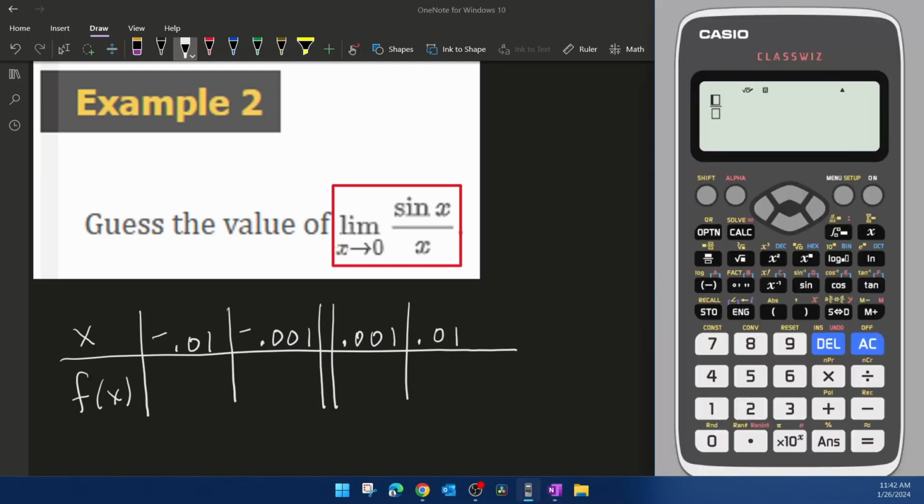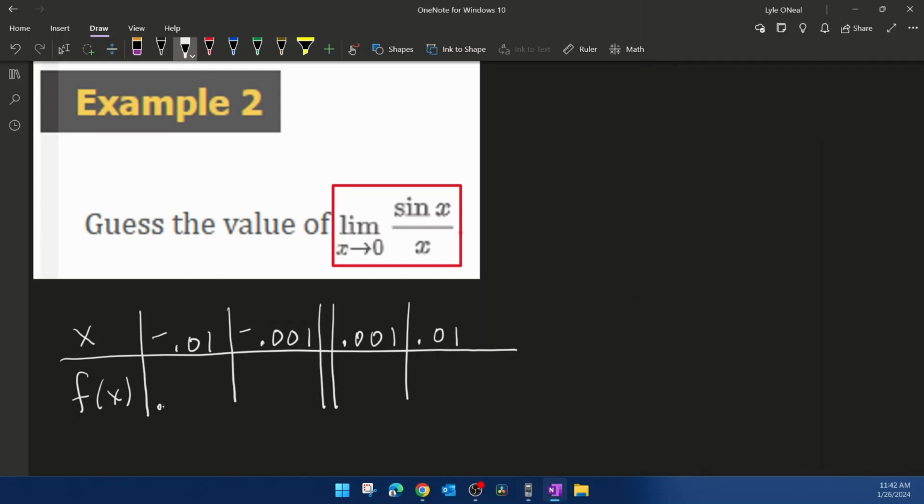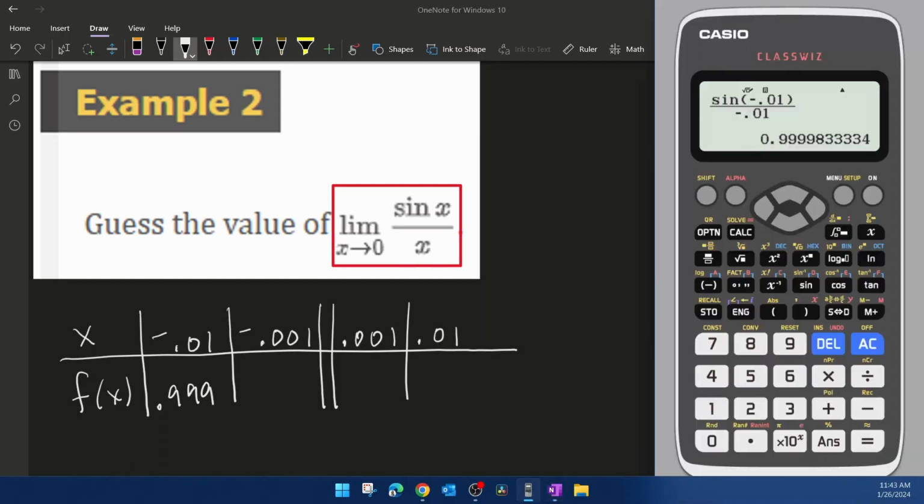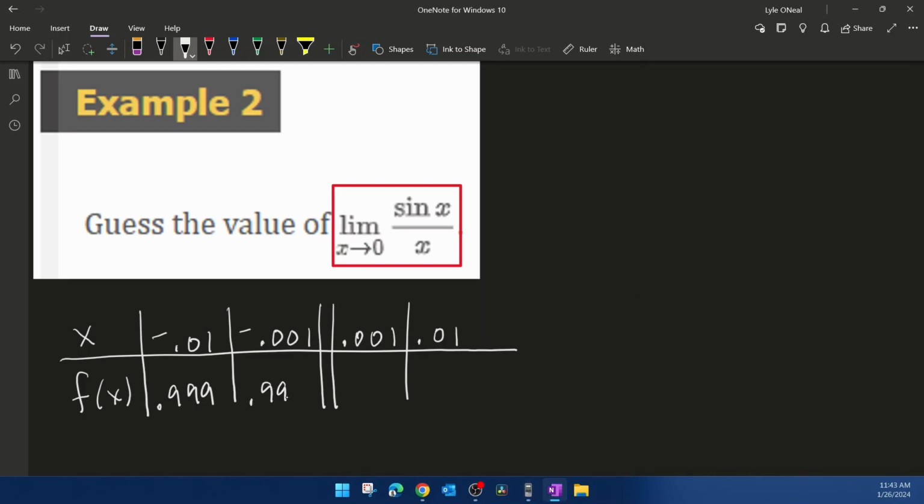And again, on our calculator, we need to make sure we're in radian mode since we're using a trig function this time. We're going to say sine of negative 0.01 over negative 0.01. And this is 0.99. Lots of nines, almost 0.9 repeating. So I'm going to put 0.999. Let's see if we get even more nines repeating if we add an additional 0, making us even closer to 0, and we do. So this appears to be 0.99 repeating coming from the left.